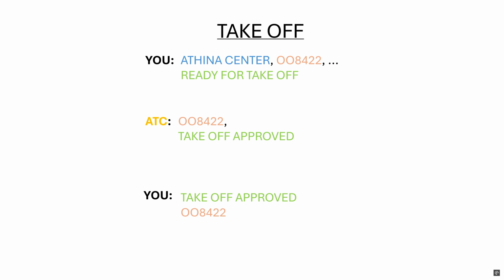At that point, we arrive at the start of runway 32 and we simply ask for takeoff by saying, Athena Center, Oscar Oscar 842, ready for takeoff. ATC will answer, Oscar Oscar 842, takeoff approved. And we repeat, takeoff approved, Oscar Oscar 842.